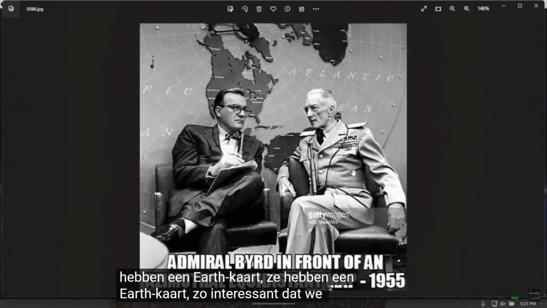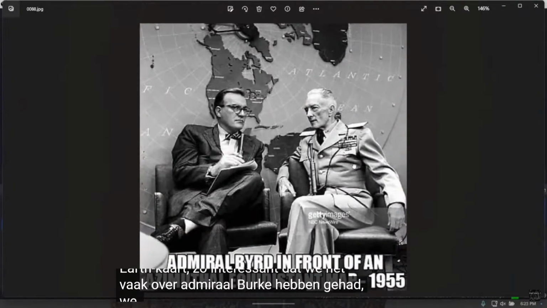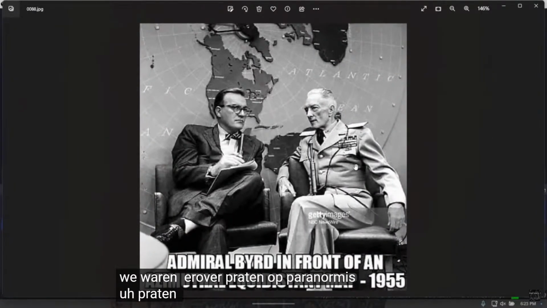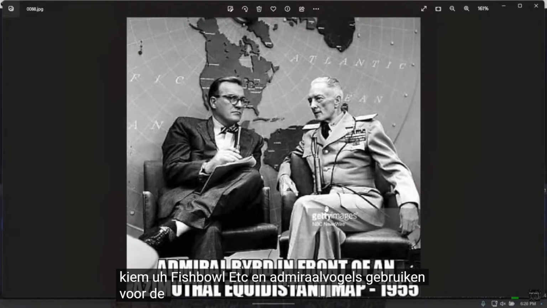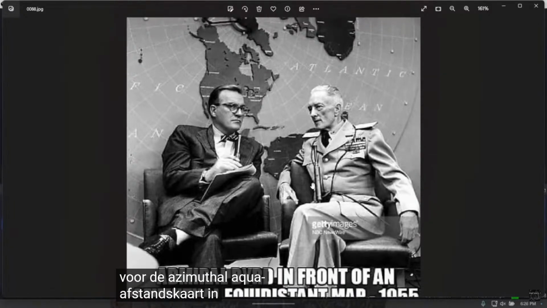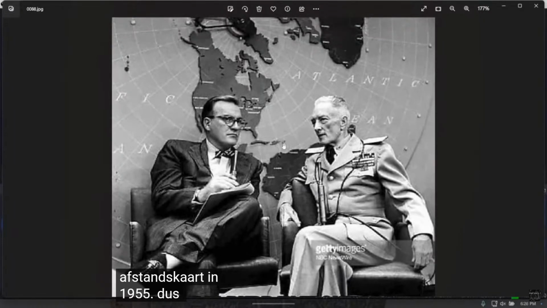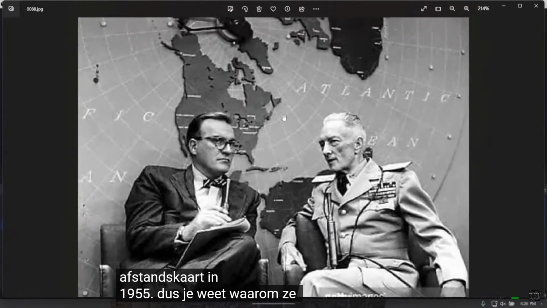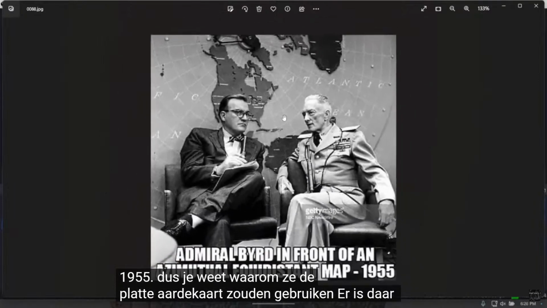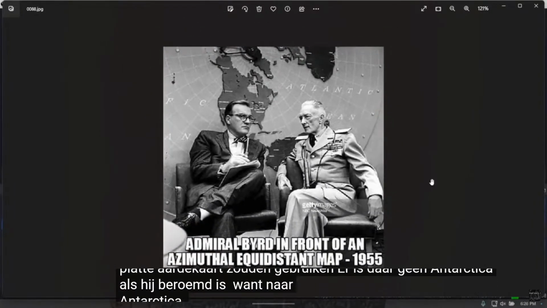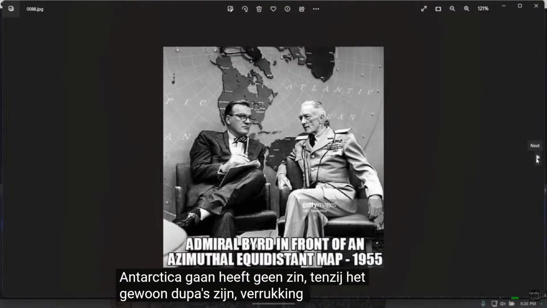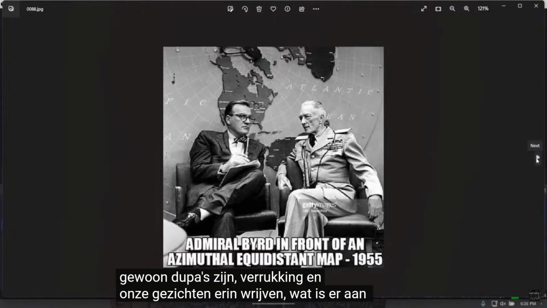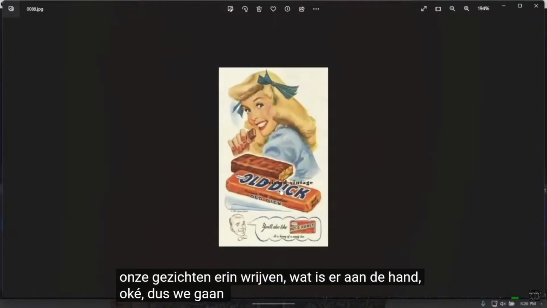So interestingly, we've been talking about Admiral Byrd quite a lot. We were talking about it on Paranormies, talking about Operation High Jump, Fishbowl, etc. And here's Admiral Byrd in front of the azimuthal equidistant map in 1955. So why would they use the flat earth map? There's no Antarctica on there when he's famous for going to Antarctica. Right. It makes zero sense unless they're just duper's delight and rubbing our faces in it, which is what's going on. Okay, so we're going to have a look at some comedy now.